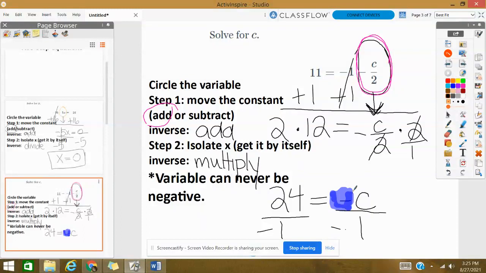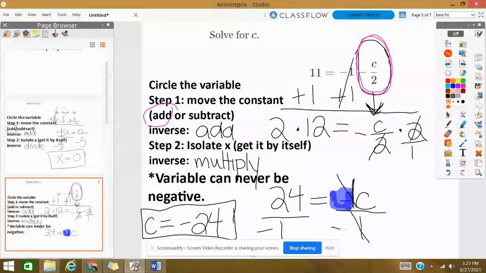So in this case, my negative, because it's an understood 1 in front of your variable if there's nothing there, my -1 cancels over here. And so my final answer is going to be C is equal to -24. So on this one, I actually had to do one extra step because again, your variable can never be negative, guys. So if you're doing the very first two-step equation one, you guys should be able to go ahead and work through these problems.